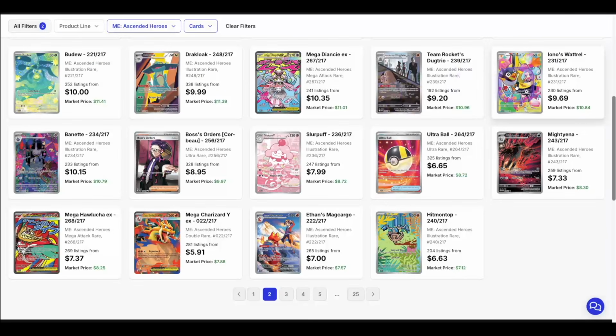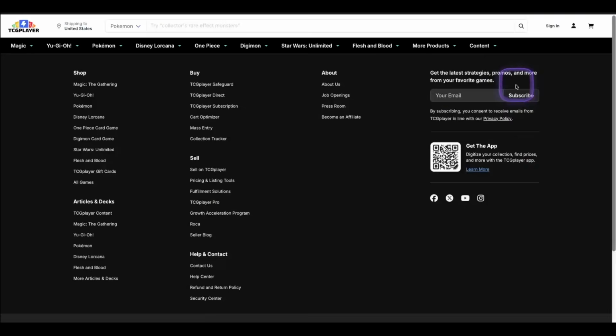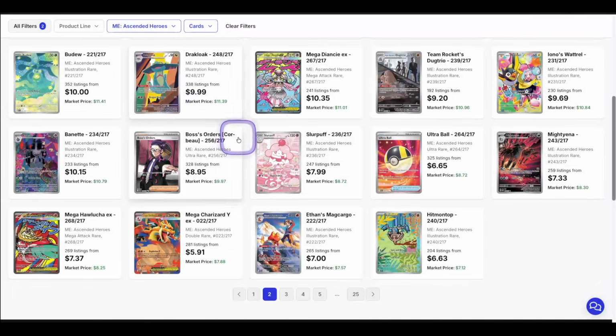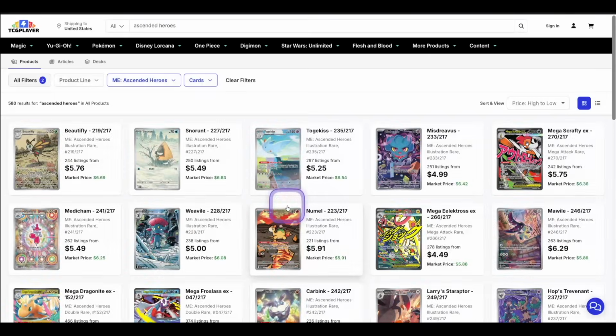Now, Iono's Wattrel, I'm not entirely sure if that is any good, because trainer cards typically don't do so hot. I don't know why. Yeah, I think it's dependent on the trainer plus the Pokemon, I guess. Unless you're Team Rocket. The bad guys apparently get more popularity than not. So I'm not sure if I would watch Iono's Wattrel. You can. You certainly can. Slurpuff is very, very pink. Maybe a little too pink. And maybe too pink for most people. Going to the next page.